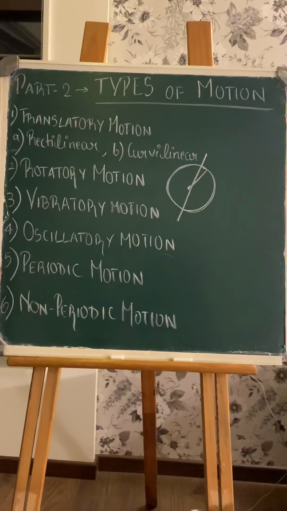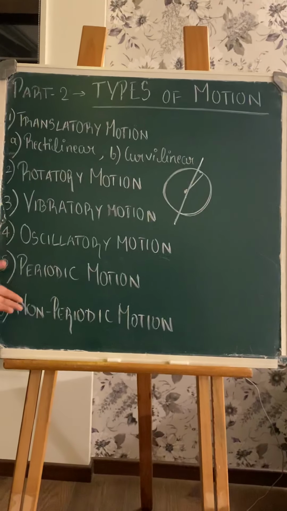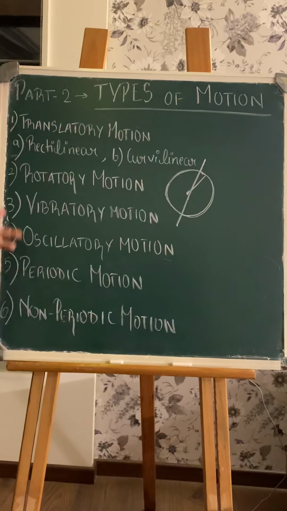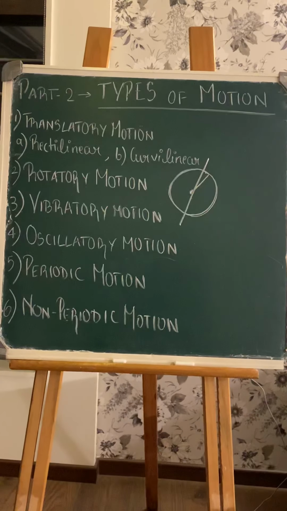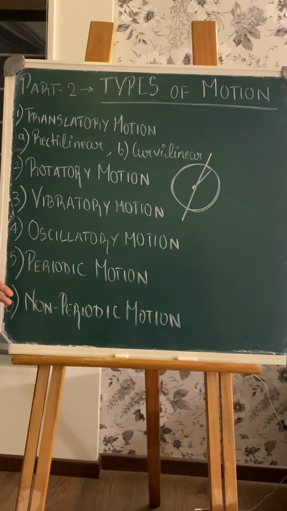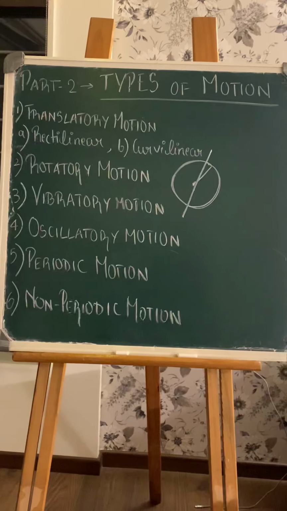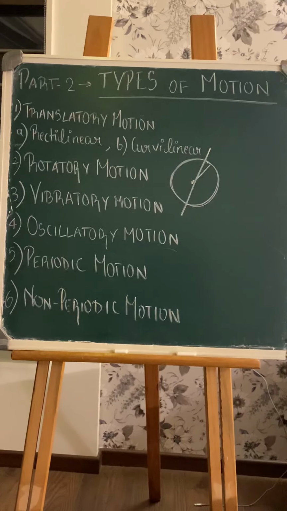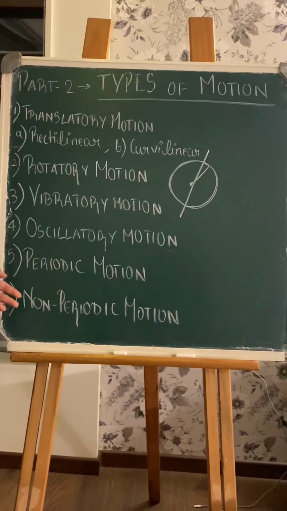Next is non-periodic motion, which is the complete opposite of periodic motion. If a motion repeats itself in regular intervals of time in periodic motion, it does not repeat itself in regular intervals of time in non-periodic motion. And as I said earlier, blinking of the eye is a non-periodic motion.